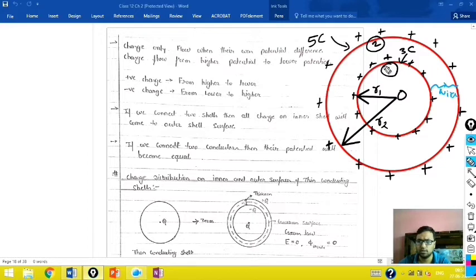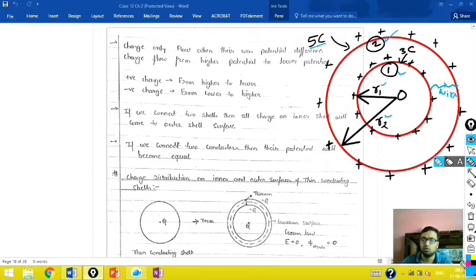So I have made a new diagram for you. As you can see, the outer sphere is given 5 coulomb charge, uniformly distributed, and on the inner sphere we have provided 3 coulomb charge, also uniformly distributed. The outer sphere is named 2 and the inner sphere is named 1. The inner sphere has radius r1 and the outer has radius r2, and I have connected them with a wire. Then I want to know from where to where the charge will flow.